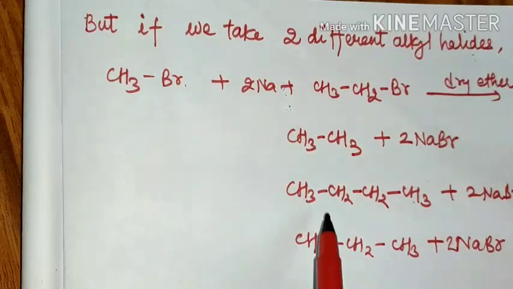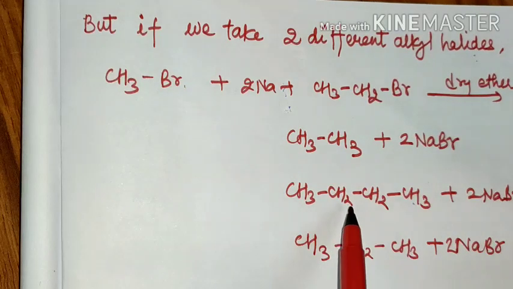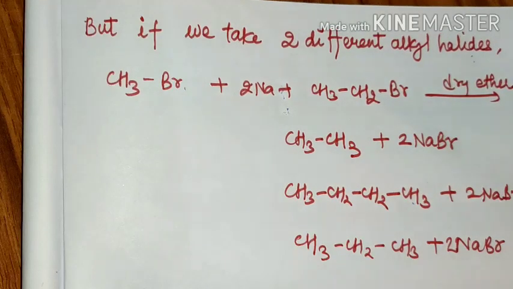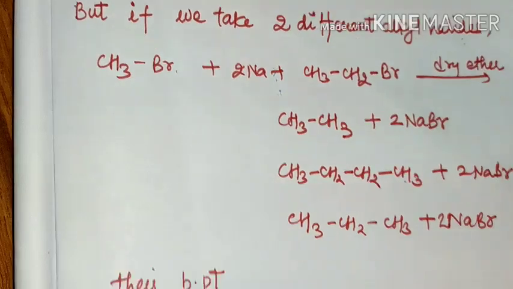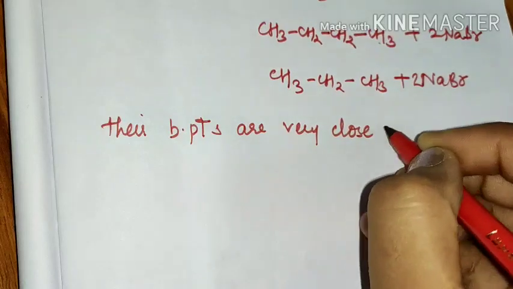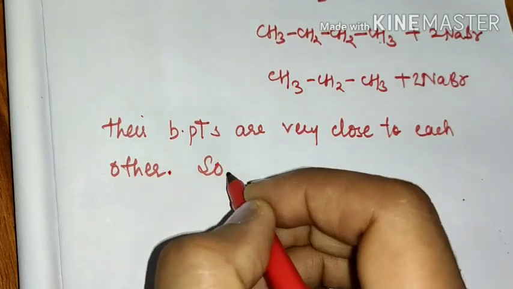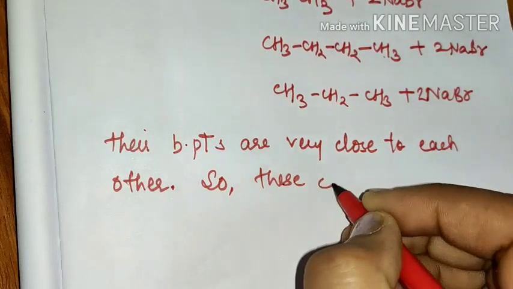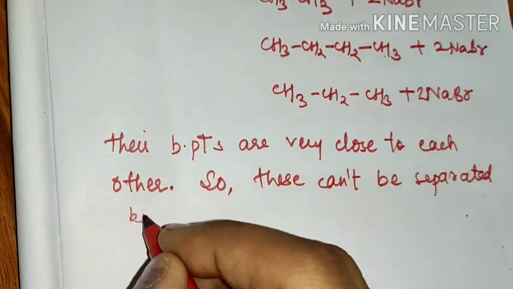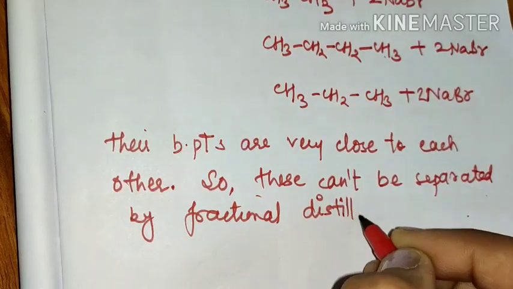Since these 3 alkanes differ by 1 carbon atom only, 2 carbon atoms, 3 carbon atoms, and 4 carbon atoms, their boiling points are very close to each other. So these alkanes cannot be separated by fractional distillation.